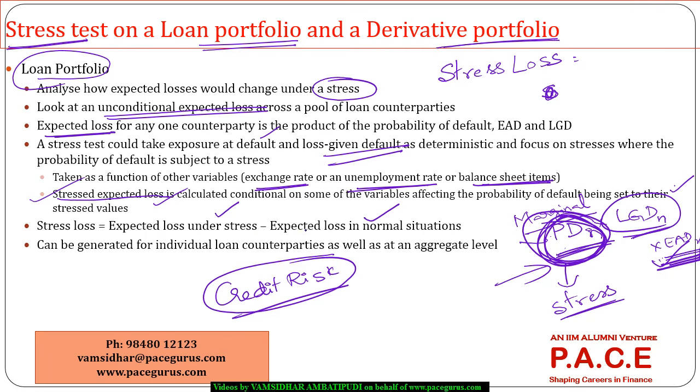Now this stress loss can be computed for each individual counterparty separately, or I can compute it at an overall portfolio level as well. But in this process, we are considering the counterparty credit risk as purely a part of the credit risk. We are not looking at it as a market risk here.